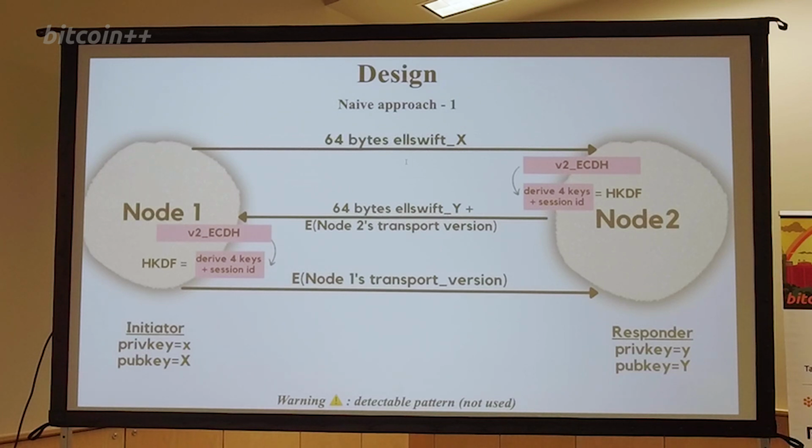Any ideas why? Yes, exactly, it's a detectable pattern. Node 1 will always send 64 bytes first to node 2, and then node 2 will always respond only after exactly 64 bytes with another set of fixed bytes. It's 64 plus the size of the transport version packet. So anyone can see: always 64 bytes sent first, then 64 plus X bytes. That's bad. We don't want that. We want the traffic to be shapeable.